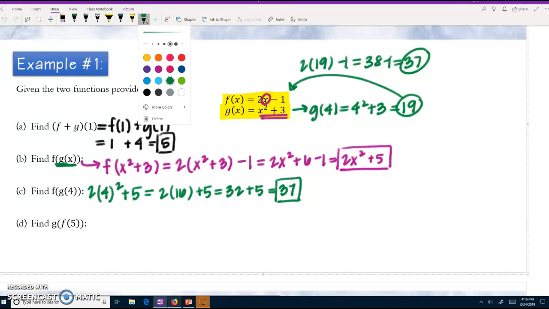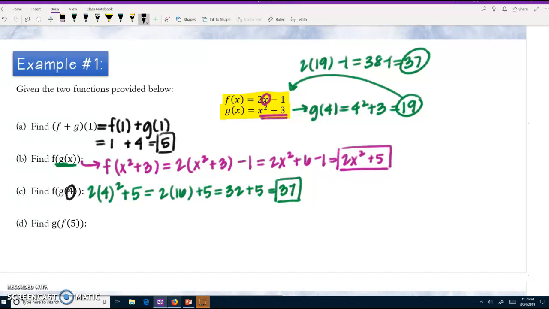Okay, our last operation from this example was a reverse of the function composition. So we did f of g of x and f of g of a specific number, which was 4. And now we want to find g of f of 5. There are two different ways you could go about doing this. One way would be to find g of f of x first. This is the long way, but I want to show you how to do it this way first.